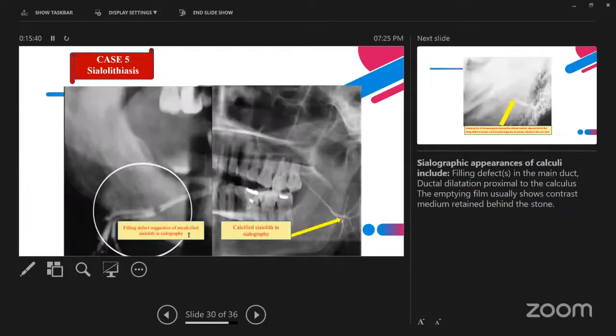Next, sialolithiasis. So here, in sialographic images, an uncalcified sialolith appears as a filling defect. A calcified sialolith appears as a bright radiopacity or dense radiopacity. So the sialographic appearance of calculus includes a filling defect or a ductal dilatation.